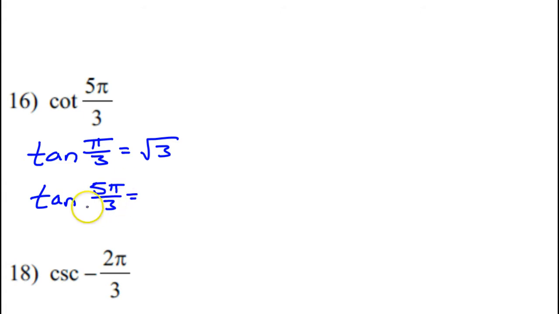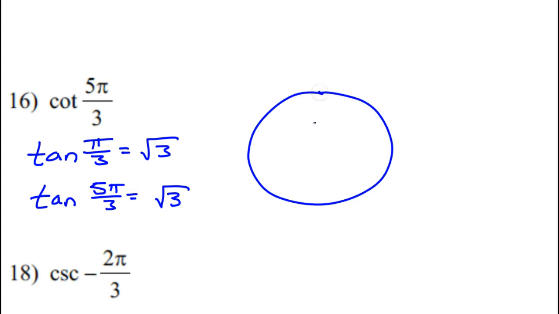Okay, now the tangent of any angle should be the same thing as the tangent of the reference angle, except maybe it's negative. So we know that the tangent of 5 pi over 3 is going to either equal radical 3 or it'll be negative radical 3. To know whether it's positive or negative, we should look at a picture and see what quadrant it is in.